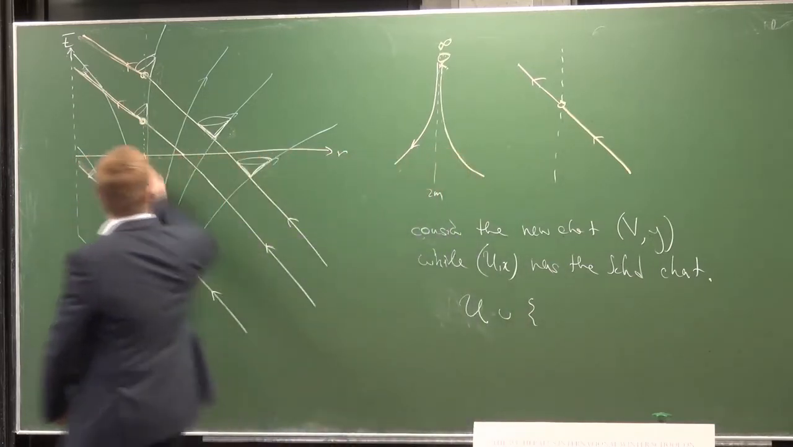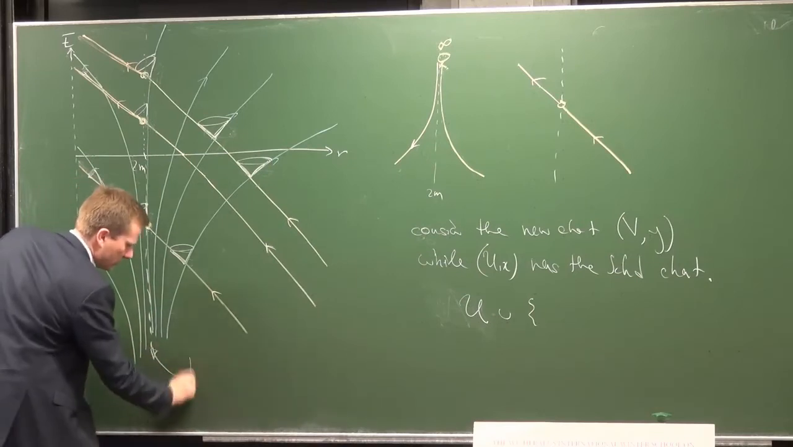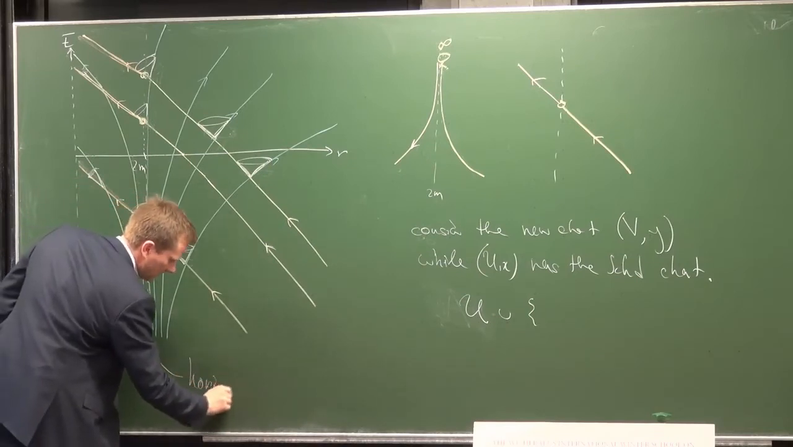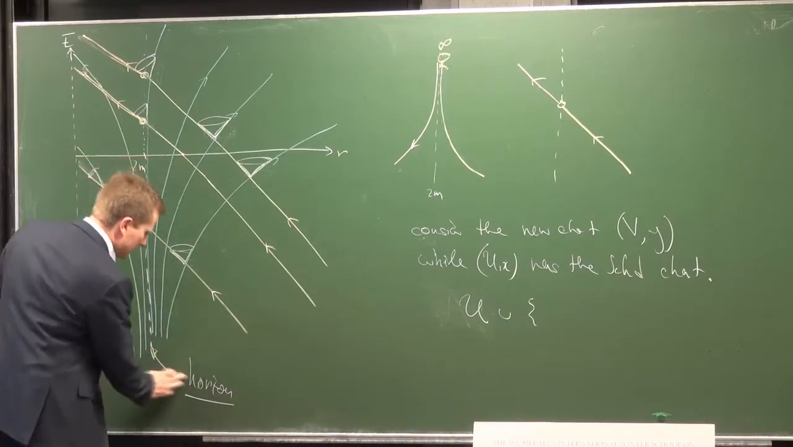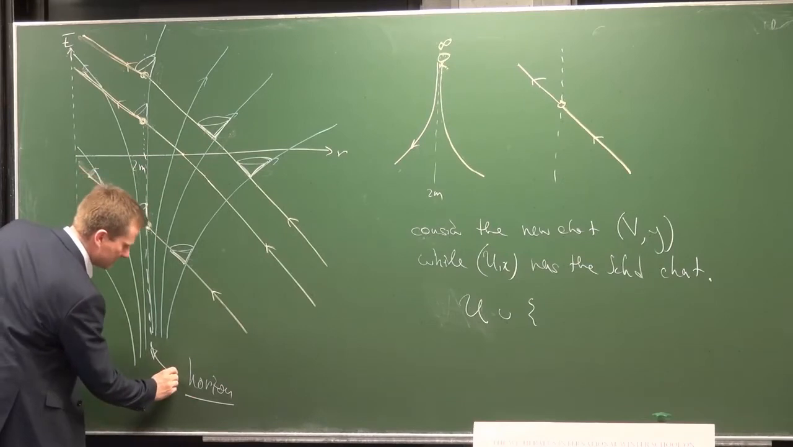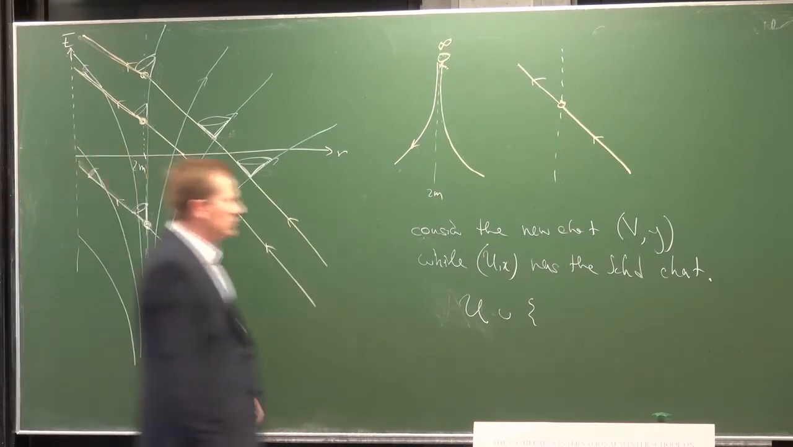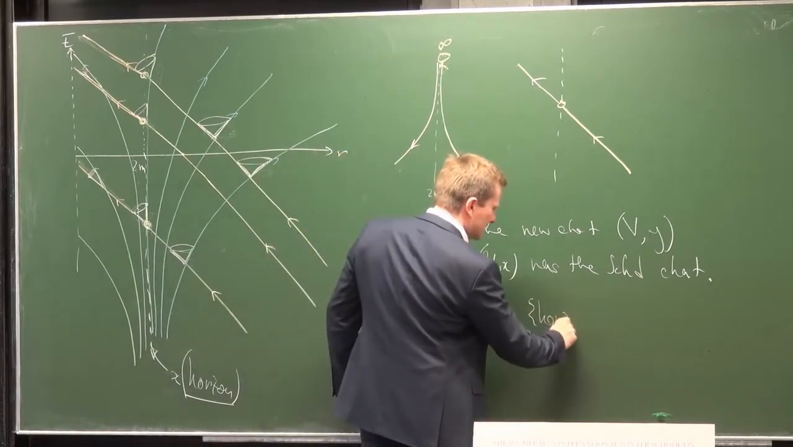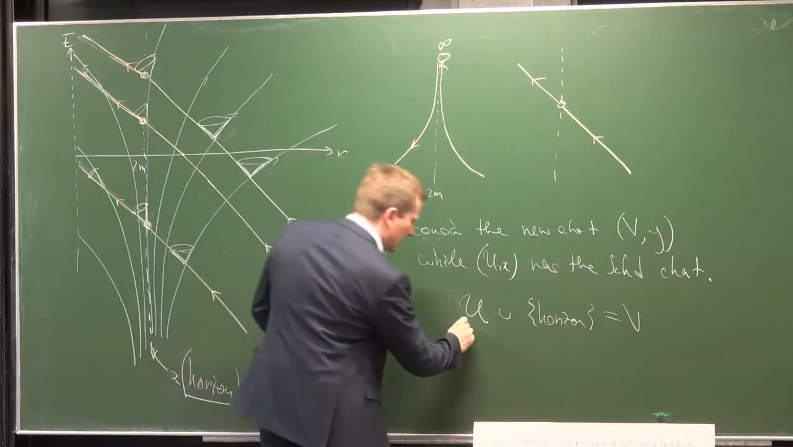So these points here, this dashed line, I call the horizon, for reasons we're going to discuss in a second. And now this horizon, well, at least in the real world, it's the horizon. So it's the chart image of the horizon. So U together with the horizon, that's V. So Schwarzschild only covers this.